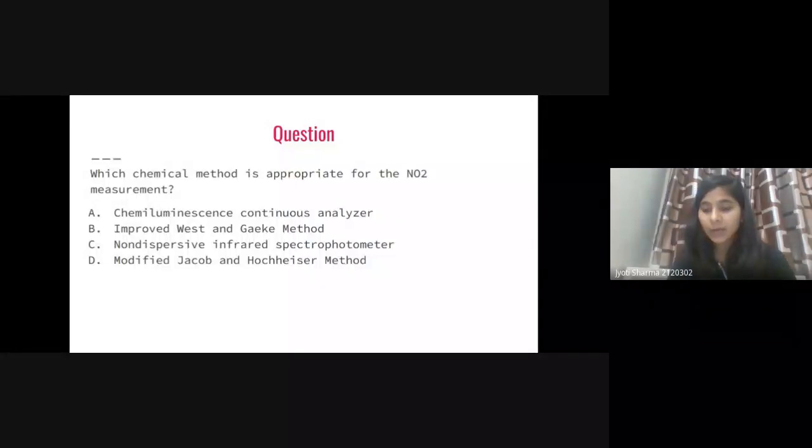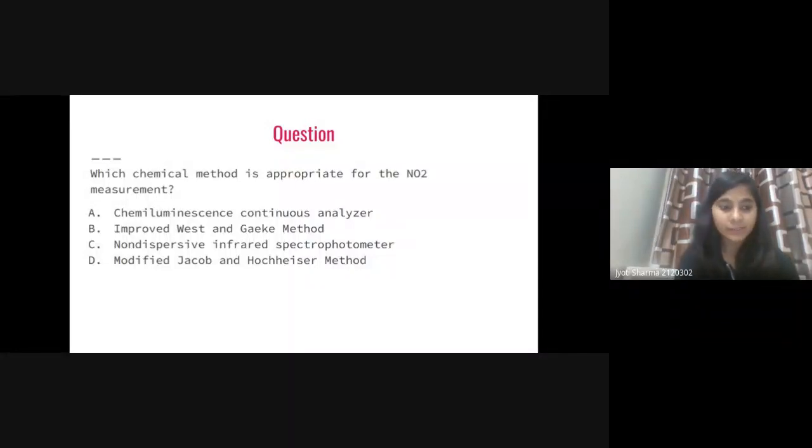Mohammed, Alka, and Nishant gave me D as the answer, that is the modified Jacob and Hochheiser method. Any other answers?